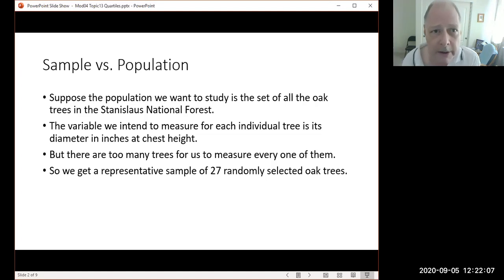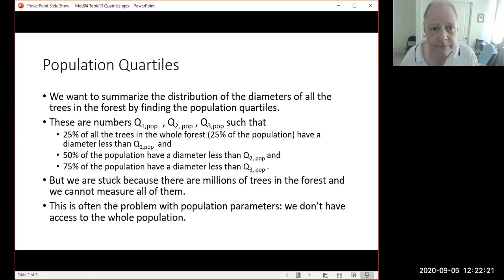But there are too many trees in the forest for us to measure every one of them. So we get a representative sample of just 27 randomly selected trees. Now, we want to summarize the distribution of the diameters of the trees by finding some population parameters. These parameters in this case are the quartiles.